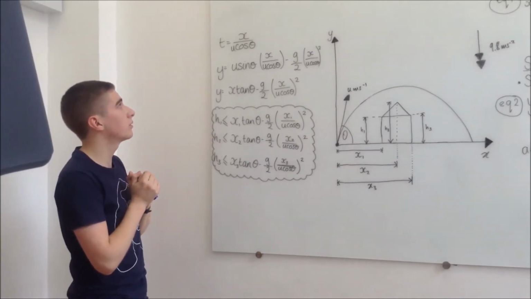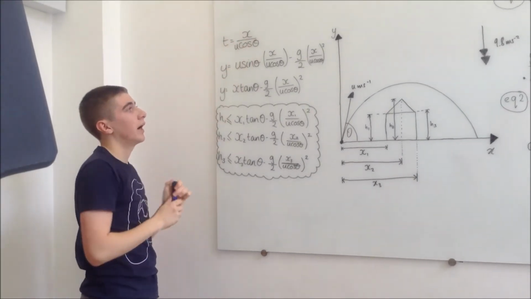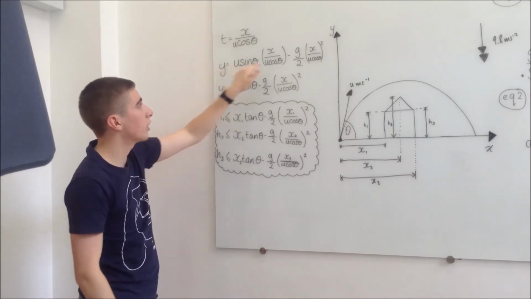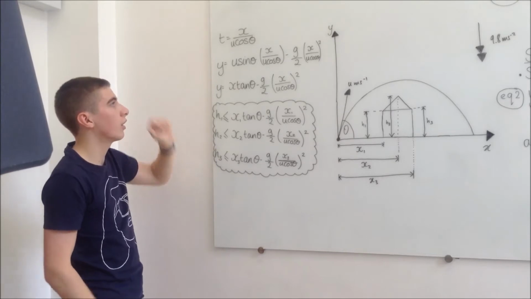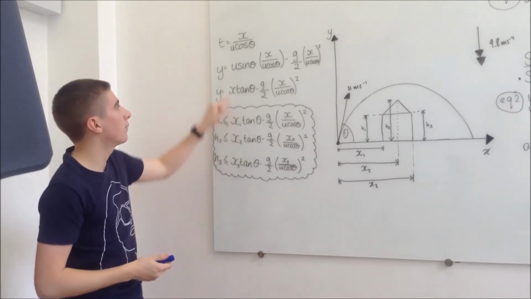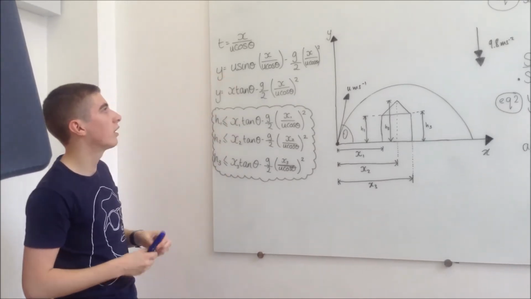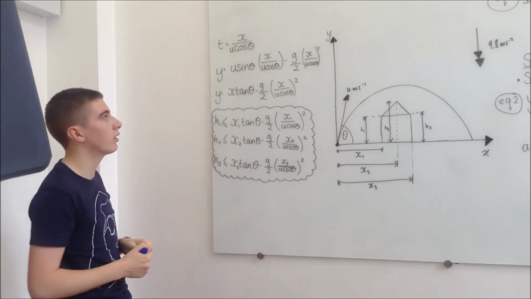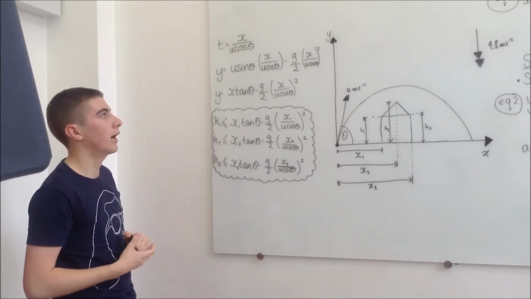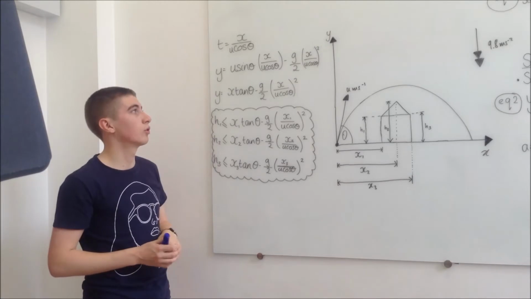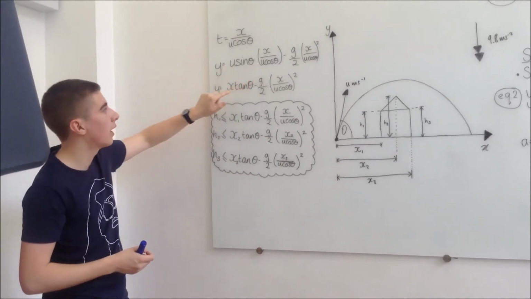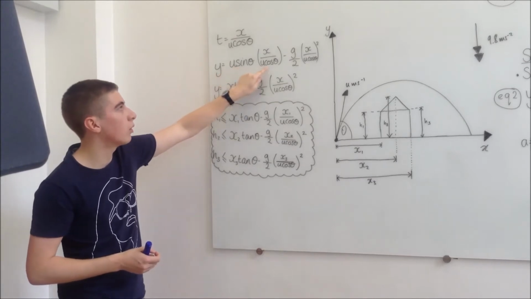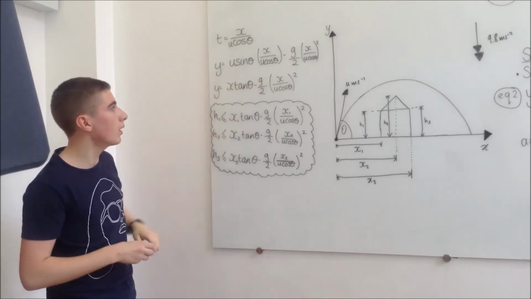Now we can substitute this expression into equation 2 and put x over u cos theta wherever we had t before. This gives us u sine theta times x over u cos theta, minus g over 2 times x over u cos theta, all squared. Now we notice that the u's here can cancel, and also sine divided by cos is equal to tan.